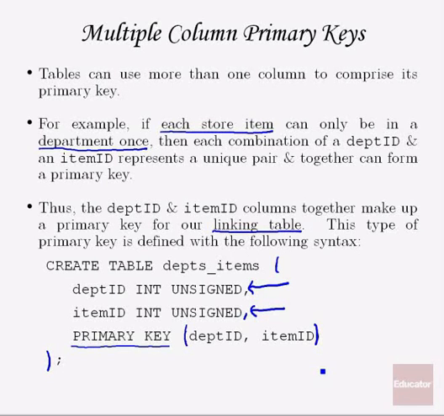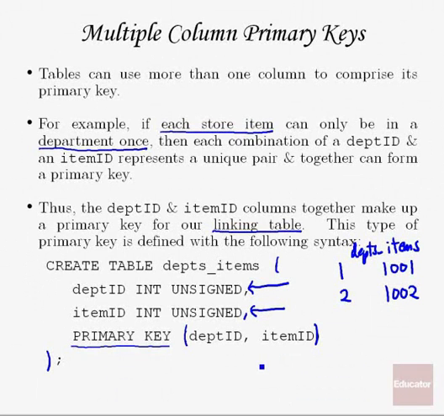What this is going to do is, let's say this is some data from our departments_items linking table. When we define this as the primary key, this is going to let MySQL know that each of those pairs of department ID and item ID has to be unique. And it'll help us to enforce the fact that an item can only be in a department once.